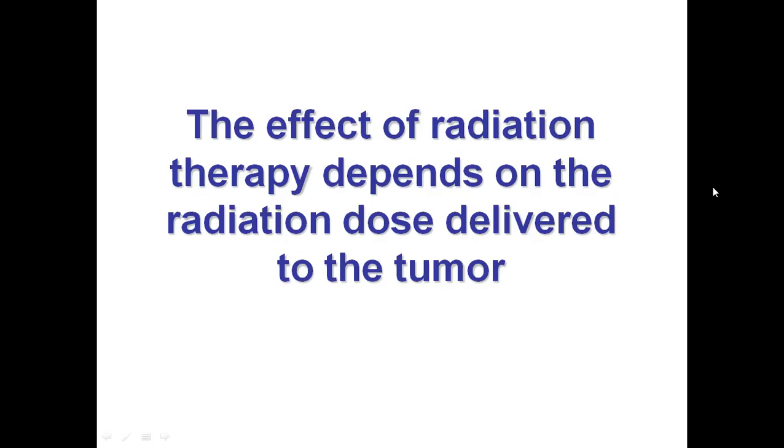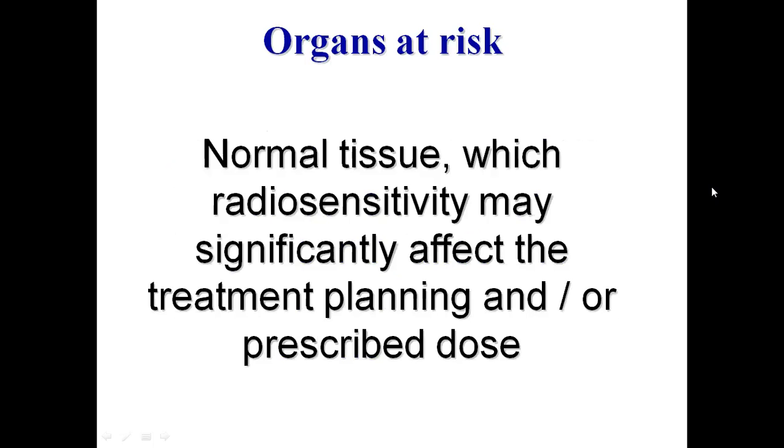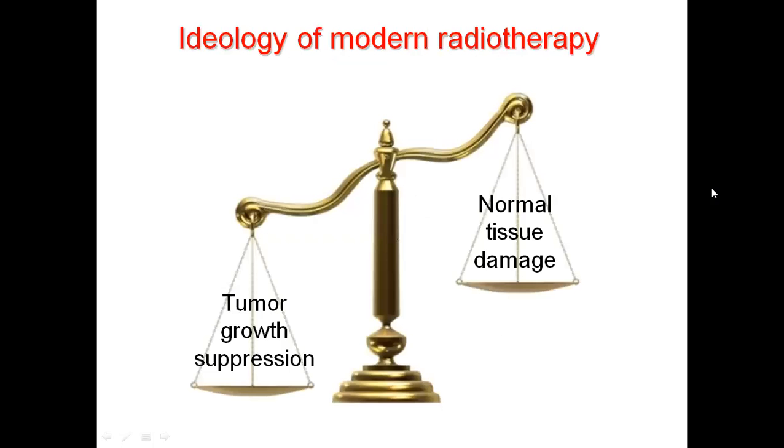The effect of radiation therapy depends on the radiation dose delivered to the tumor. It's the main rule in modern radiotherapy. Organs at risk are normal tissue whose radiosensitivity may significantly affect the treatment planning and/or prescribed dose. The ideology of modern radiotherapy is to achieve optimal balance between maximum tumor suppression and avoiding potential adverse events from normal cells.